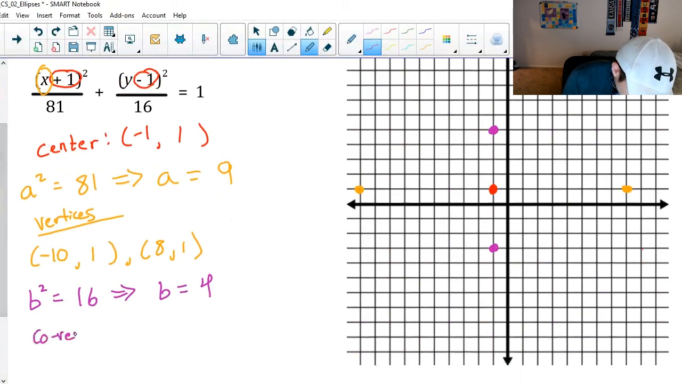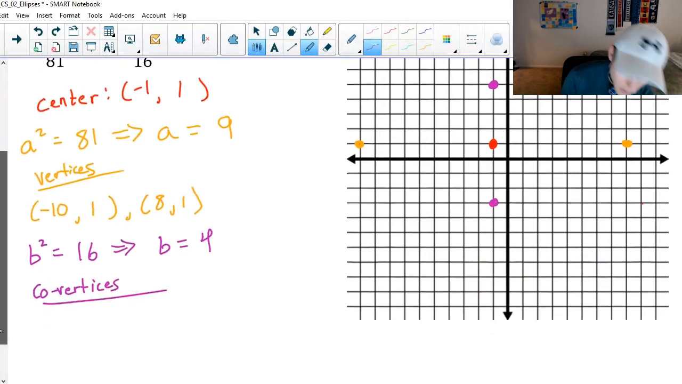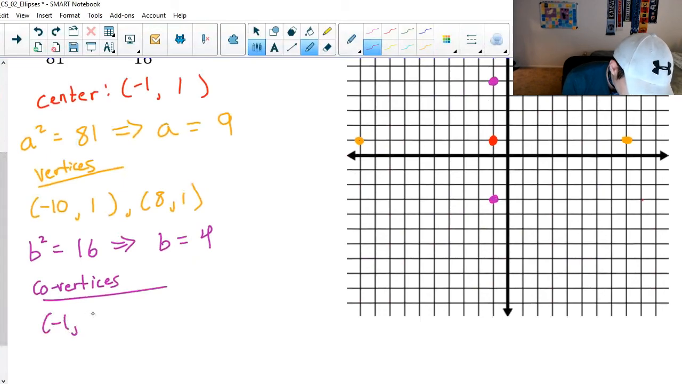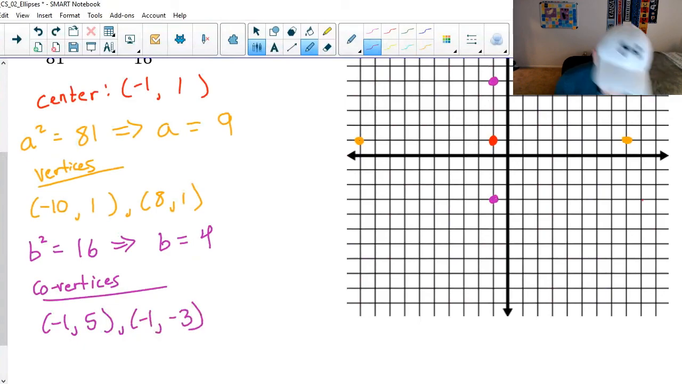And to actually list out those points, since we're moving up and down from the center, we'll keep the x value the same. So the -1 will stay how it was, but then 1 plus 4 would be 5. 1 minus 4 will be -3. And we can see that fits perfectly with the points that we drew on there as well.